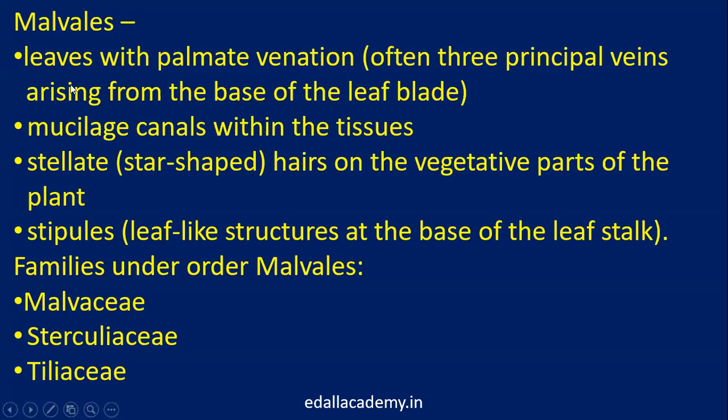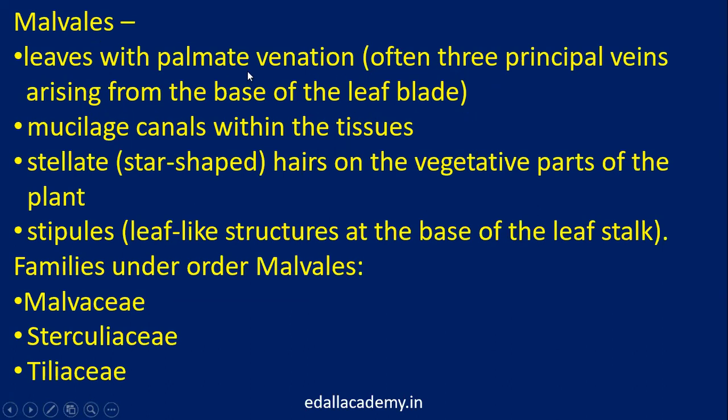Malvaceae has certain important diagnostic features, given here under the order Malvales. Flowers and plants have certain important diagnostic features. Generally, leaves with palmate venation. What is the meaning of palmate venation? Often there are principal veins arising from the base of the leaf blade. So here, try to remember the veins arise from the base of the leaf blade. Such a kind of venation is called palmate venation.